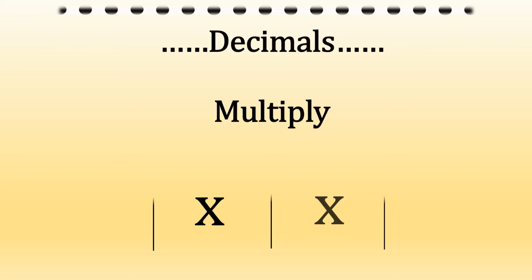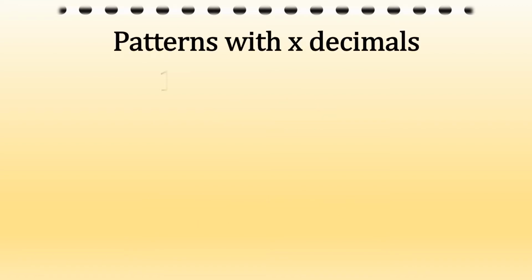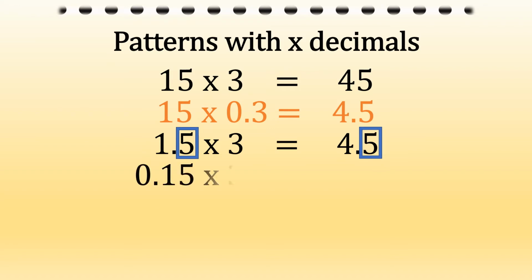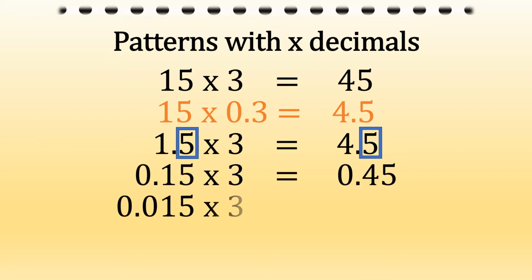Let's look at decimals and look at how to multiply. So, patterns with multiplying with decimals. Let's look at 15 times 0.3. The answer is 4.5 because there's one digit after the decimal. And if you look down, you can see the pattern all the way down.